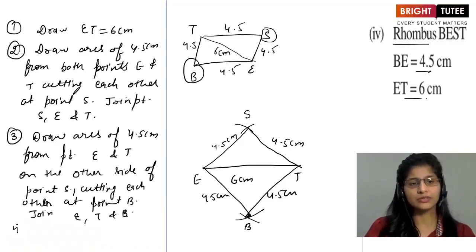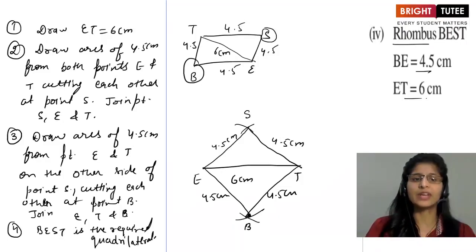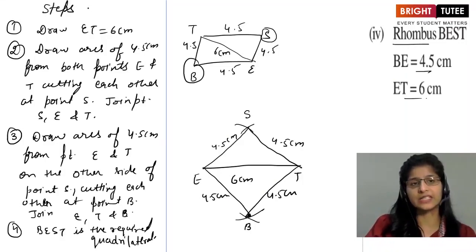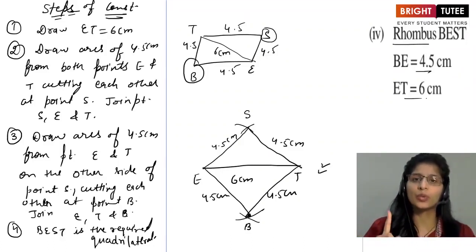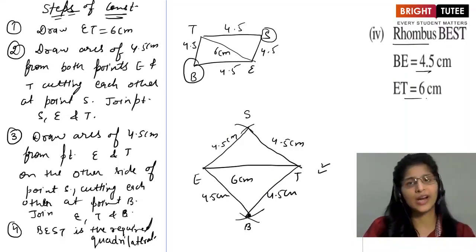Now in the fourth step, you are going to write BEST is the required quadrilateral, right? It is a required quadrilateral. So we have written the steps of construction, as well as we have drawn the figures also, the rough sketch as well as the final figure. So this is how you're going to attempt the questions whenever one diagonal and 4 sides are given. This is the procedure to draw a quadrilateral.